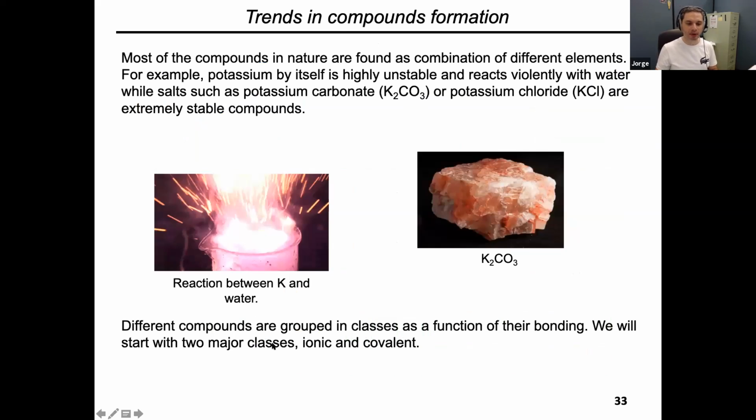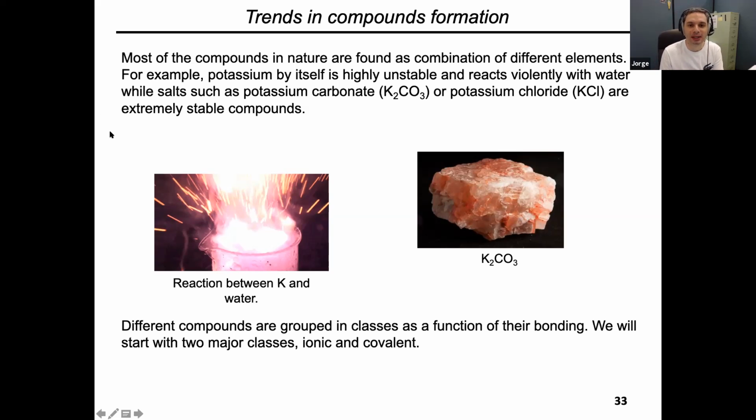Now that we know how to determine the electron configuration for any kind of element, always pay attention to the charge to determine the correct number of electrons. You can just look at the periodic table and determine the number of valence electrons and also the number of electron shells. So now it's a very good point to start talking about trends in compound formation.